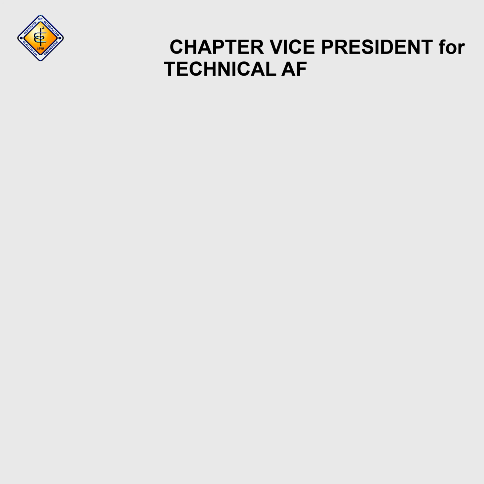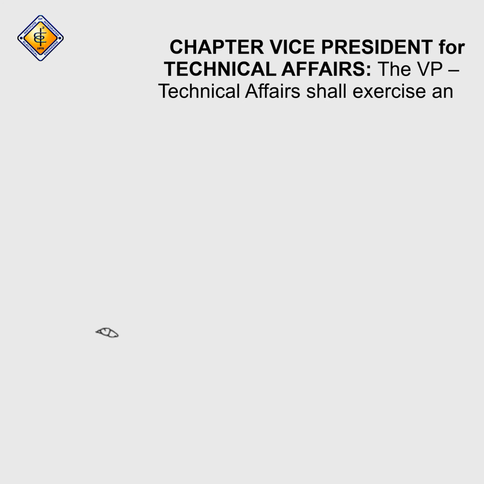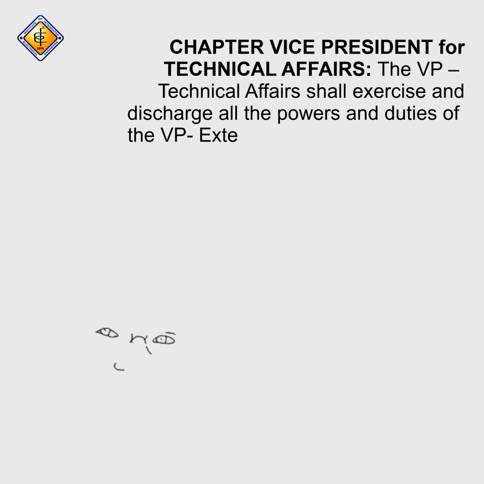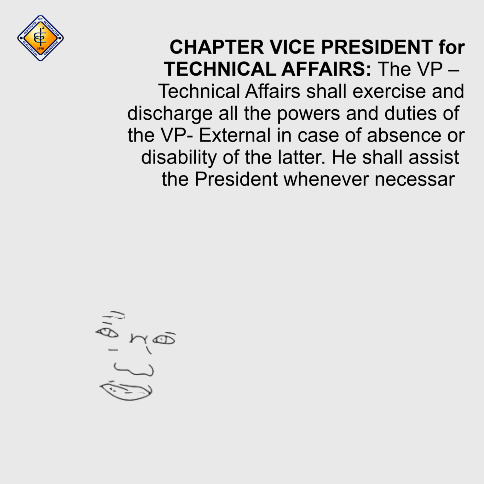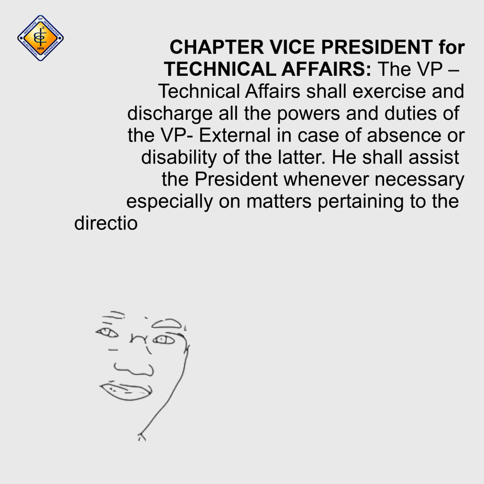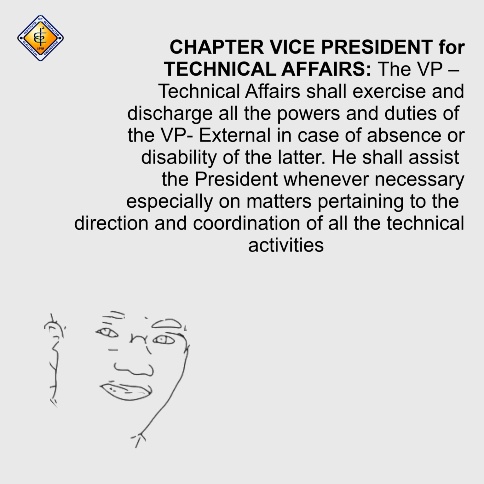Chapter Vice President for Technical Affairs. The VP, Technical Affairs shall exercise and discharge all the powers and duties of the VP External in case of absence or disability of the latter. He shall assist the President whenever necessary, especially on matters pertaining to the direction and coordination of all the technical activities of the chapter.